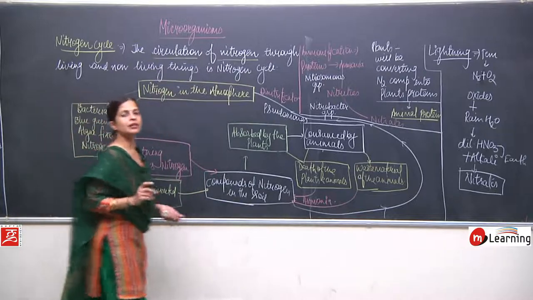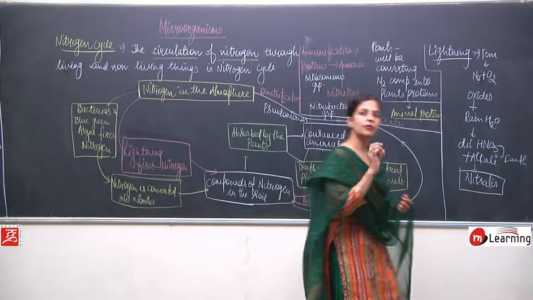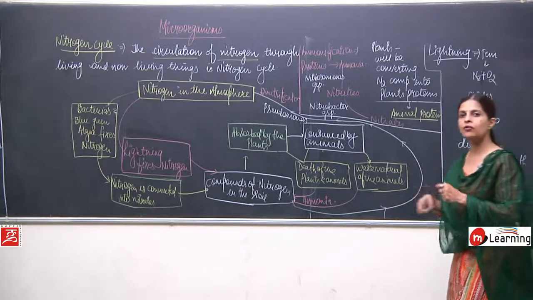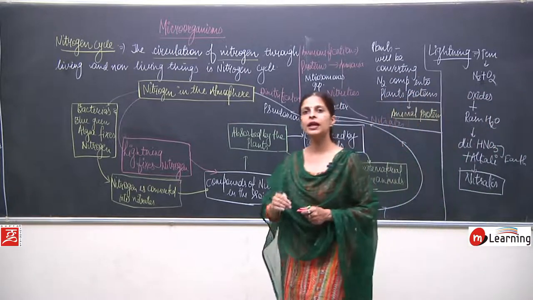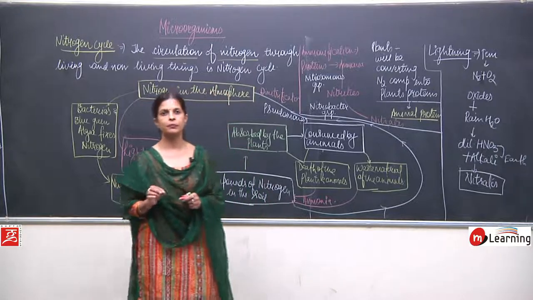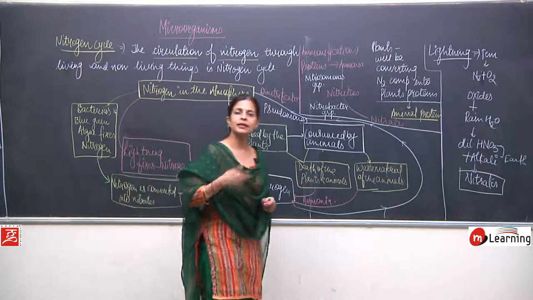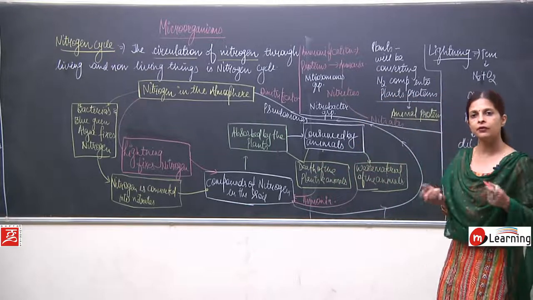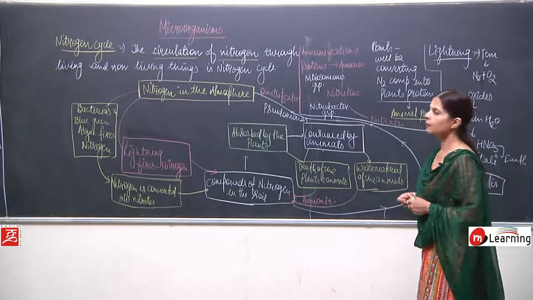Now, we will talk again about the nitrogen cycle. First of all, what is the meaning of the nitrogen cycle? The circulation of nitrogen between the living and the non-living organisms is known as the nitrogen cycle. There are different ways in which nitrogen gets converted into its compounds.